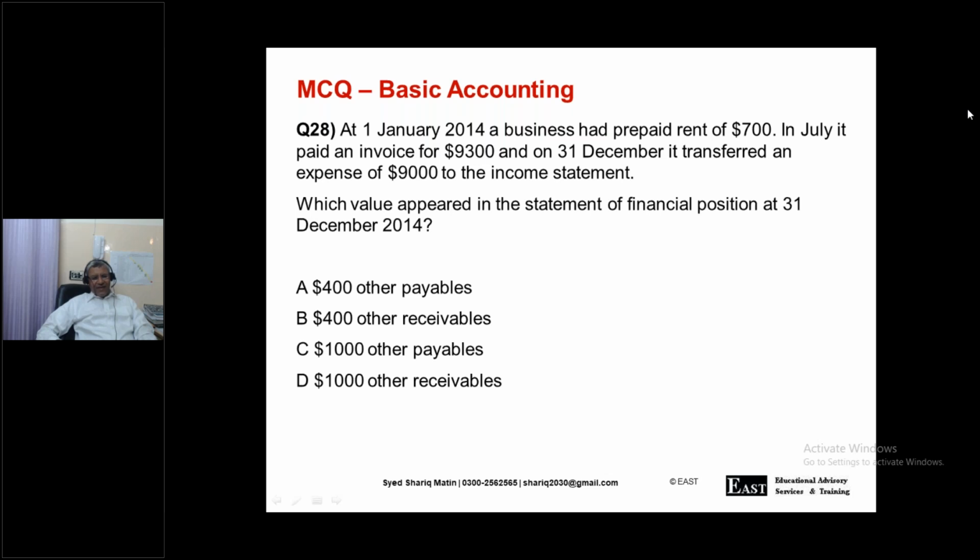Now, prepayment is an asset, so in the financial position, it will be treated as other receivables. So, hence, the answer will be D. Brilliant, superb. Thank you very much. See, I did exactly the same as Shapar said. It's like thinking like an accountant.